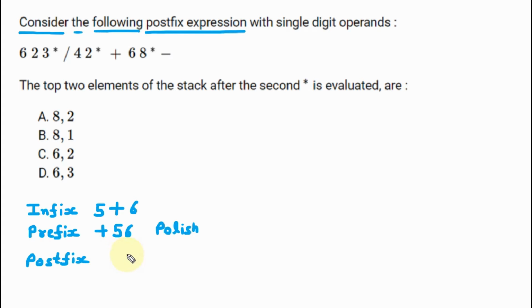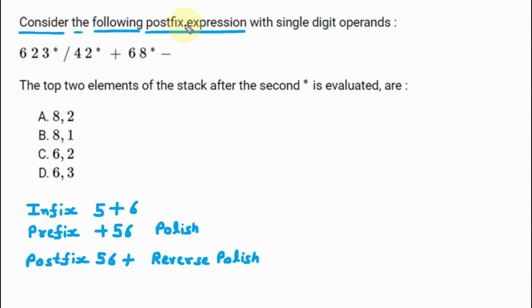And the third type is postfix. So whenever the operator comes after the operands, just like plus is coming after 5 and 6. So this is called postfix, means after the operand. Just like prefix is called polish, similarly, post is the opposite. That's why it is called reverse polish.